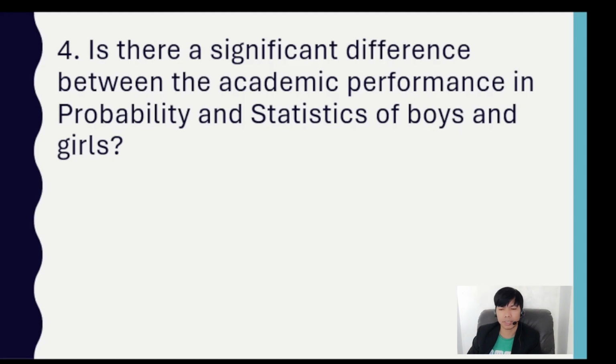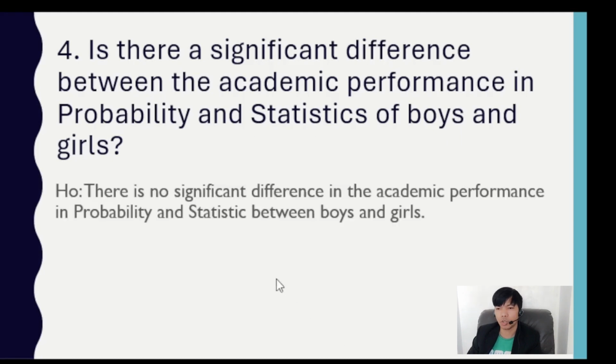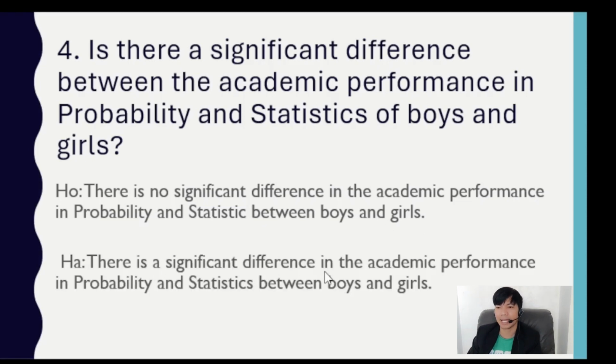So the null hypothesis can be written as there is no significant difference in the academic performance in probability and statistics between boys and girls. So what's the alternative hypothesis? There is a significant difference in the academic performance in probability and statistics between boys and girls.